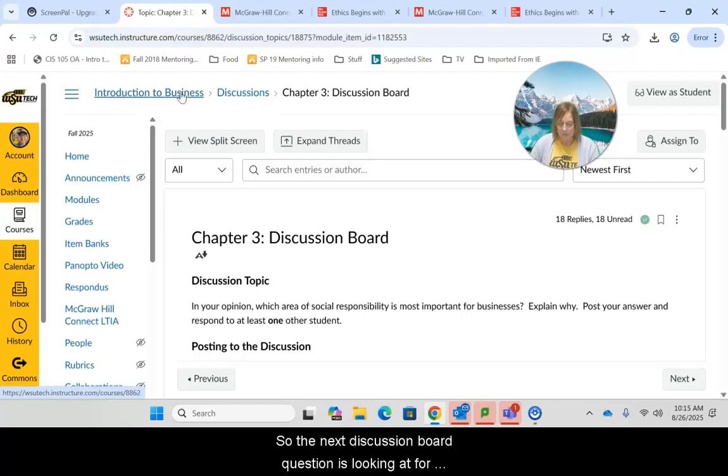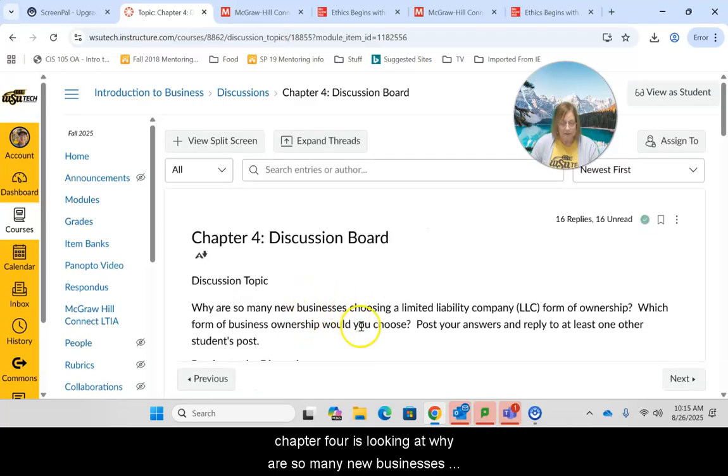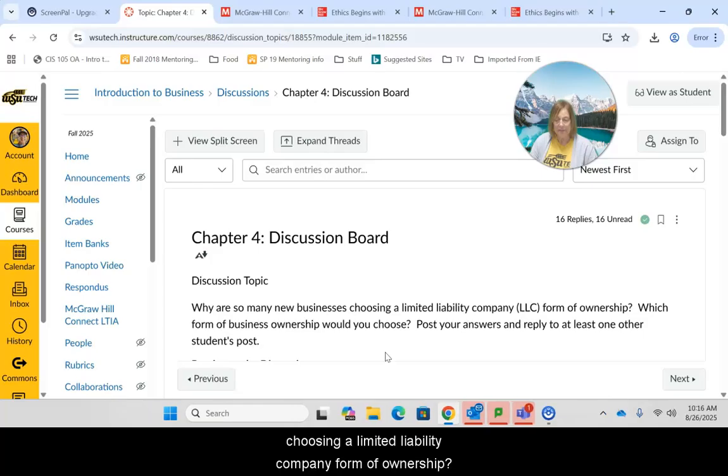So the next discussion board question, for chapter 4, is looking at why so many new businesses are choosing a limited liability company form of ownership. So you need to understand, well, what is an LLC? Why are so many new businesses doing that? And then which form of business do you think you would do if you were starting your own business, and why? Again, this is your opinion.